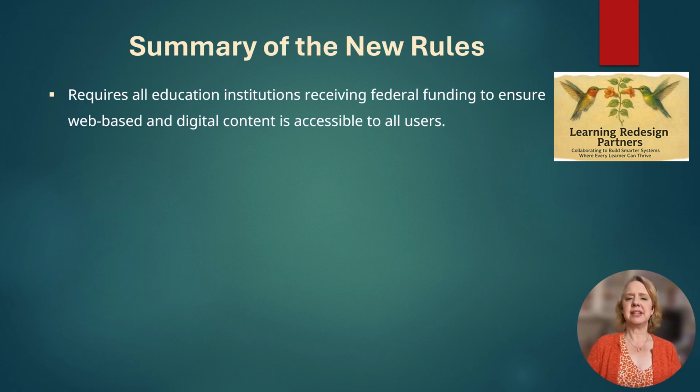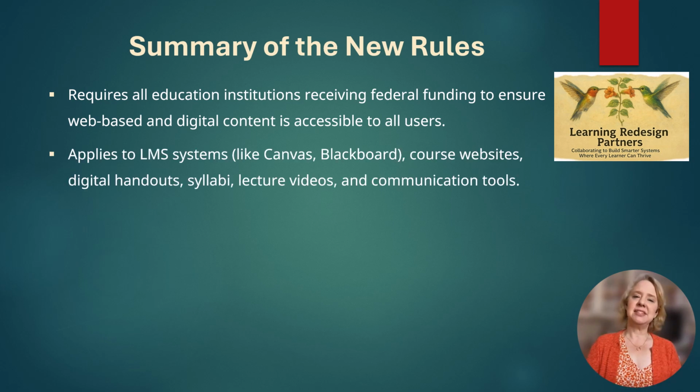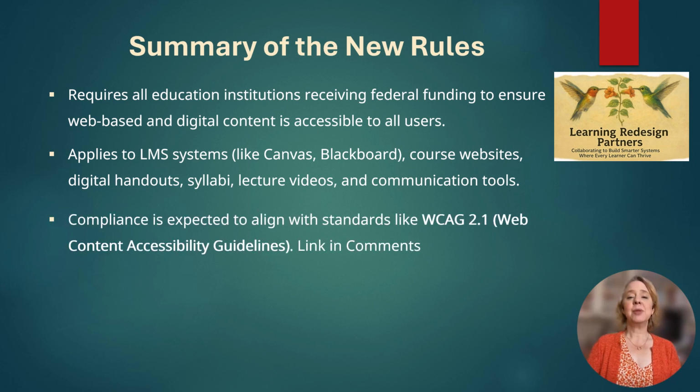So the new regulations require that all education institutions receiving federal funding ensure that web-based and digital content is accessible to all users. This applies to LMS systems like Canvas and Blackboard, course websites, digital handouts, syllabi, lecture videos, and communication tools. Compliance is expected to align with standards such as the Web Content Accessibility Guidelines.